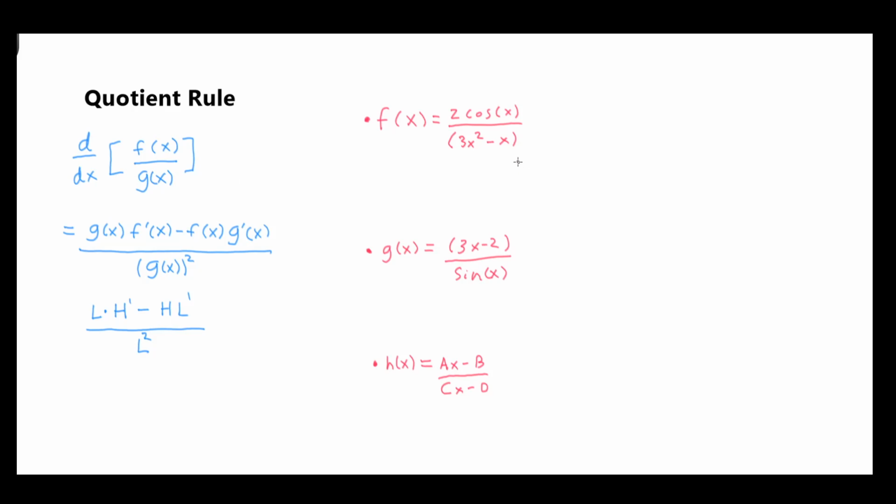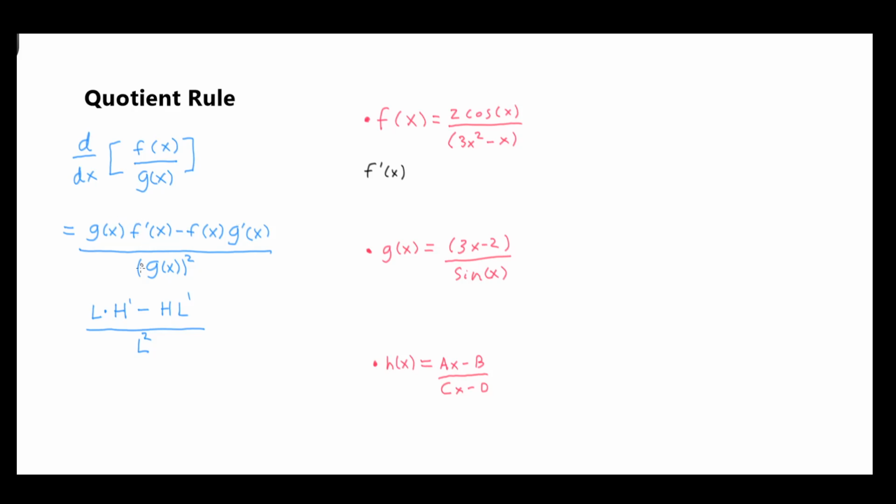I'll just go over them real quick. So here we have a function of x, and then we have two functions divided together that could be derived. So we have 2 cosine x in the numerator and then 3x squared minus x in the denominator. So we'll just go ahead and follow along on our formula here. So let's just say f prime.